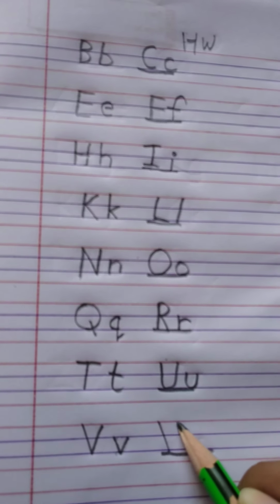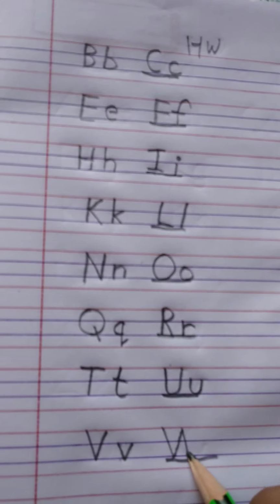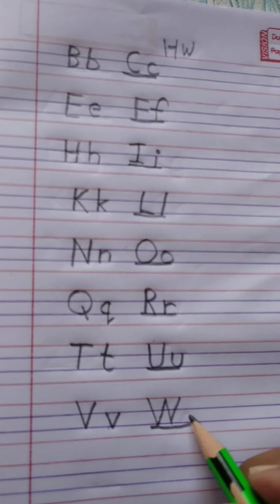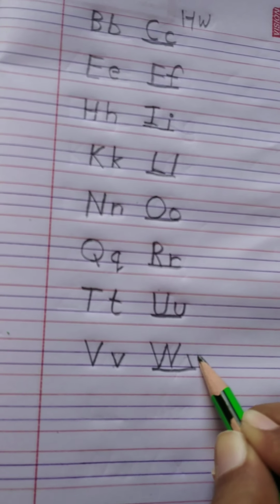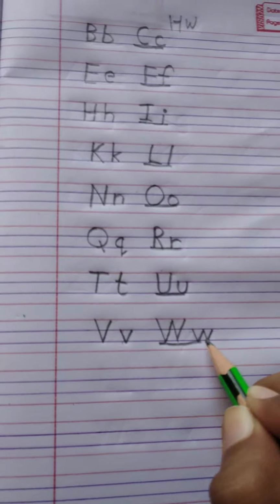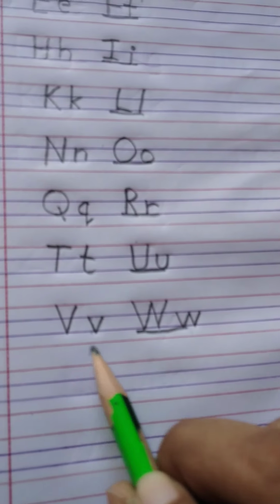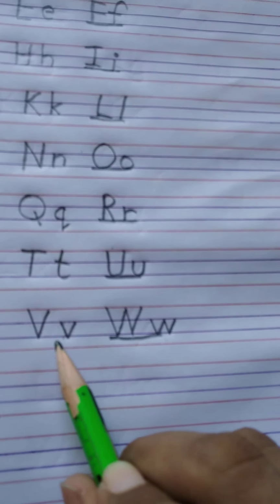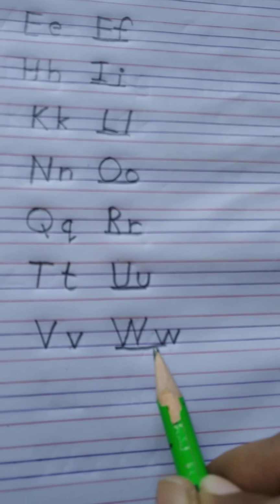Slant line, again slant line, and slant line. This is capital W. Now small w. Slant line, slant line, slant line, again slant line. This is small w. After V, which letter? Letter W. V, van. W, water.